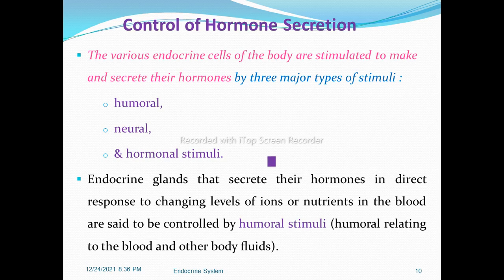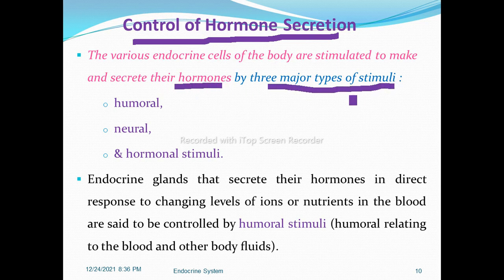The other portion is the control of hormone secretion. Various endocrine cells of the body are stimulated to make and secrete their hormones by three major types of stimuli.